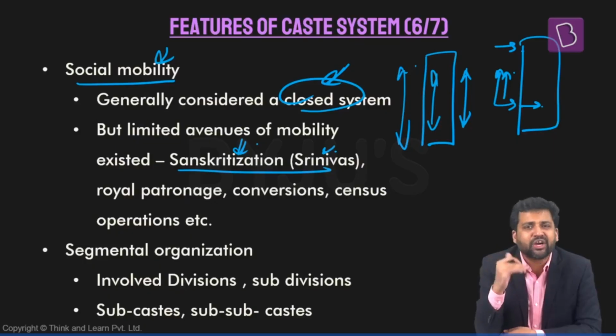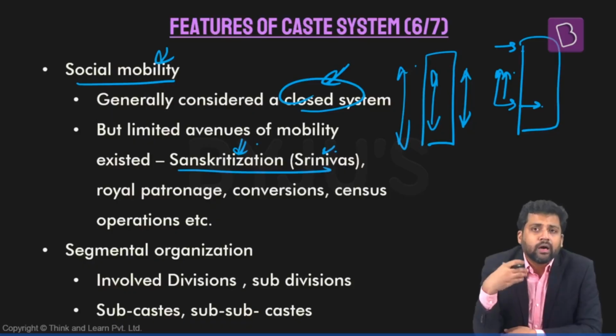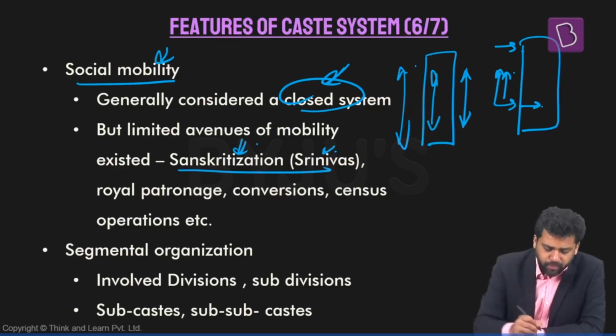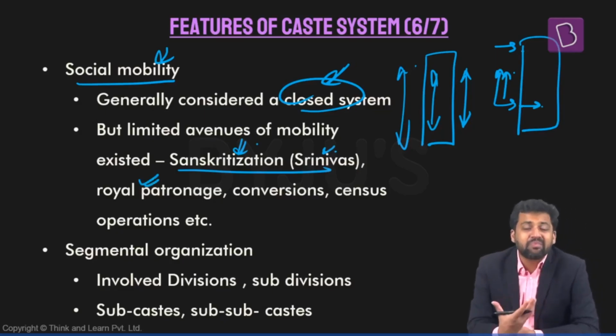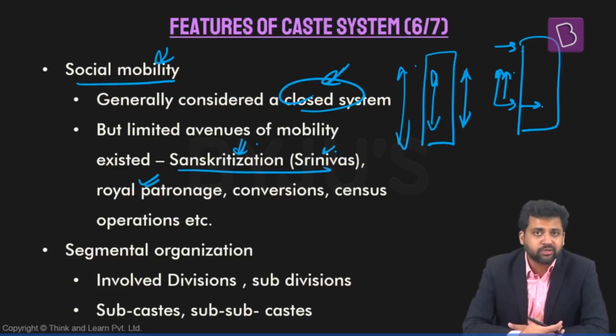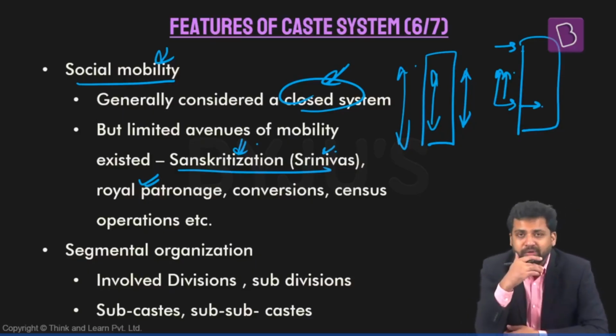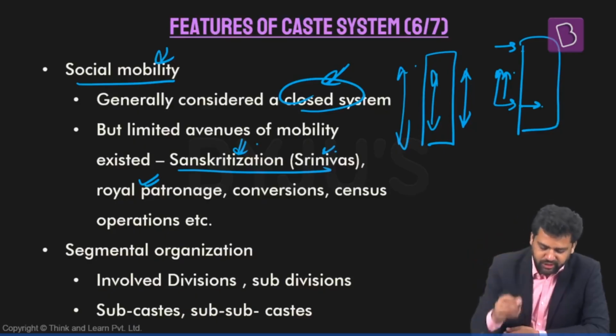Just keep in mind that Sanskritization is a process by which people from the middle caste or lower caste try to emulate the lifestyle of the upper caste. And in this process, over generations, with time, the position of the caste improves. Also, sometimes some castes get royal patronage. So those who are in power might support them. So there is royal patronage, as a result of which your position in the caste hierarchy also changes.